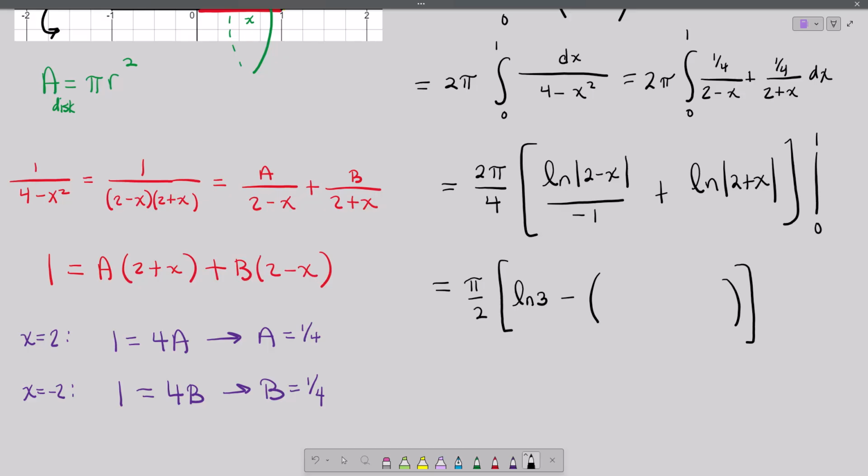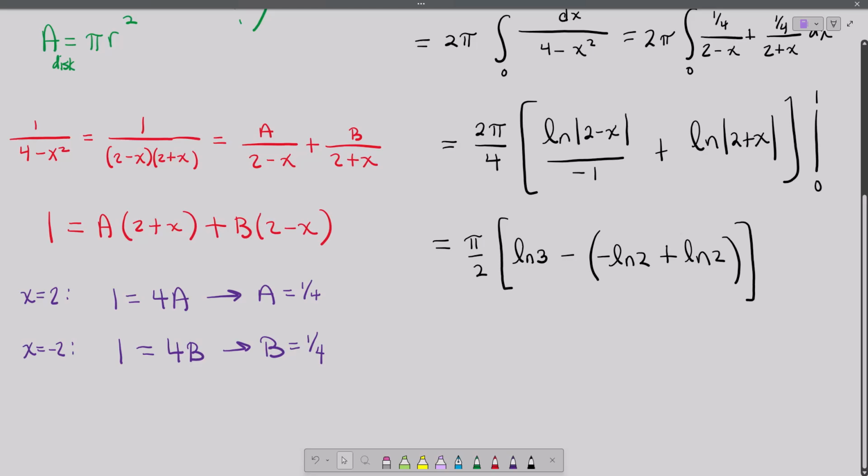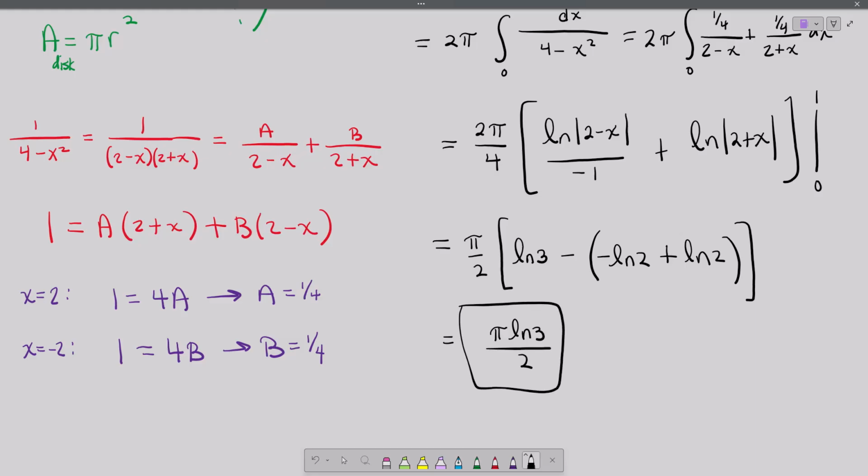Plug in 0 here, we get ln 2 divided by negative 1. So minus ln 2 plus, plug in the 0 there, we get ln of 2. So those two subtract each other away to nothingness. And we're going to be left with a final answer of pi ln of 3 divided by 2. That'll be the volume of our solid.